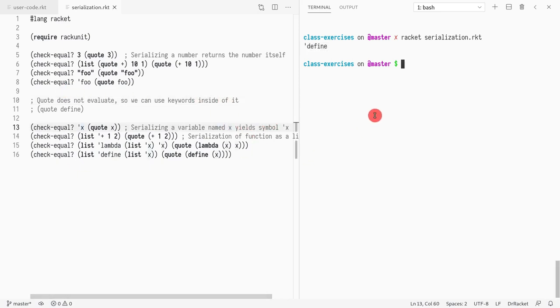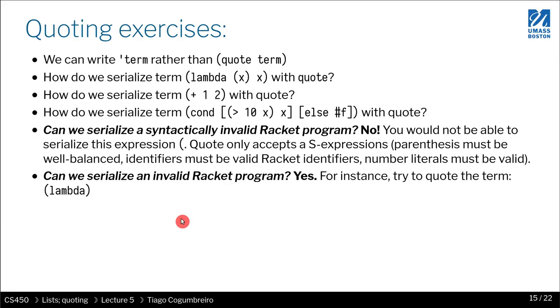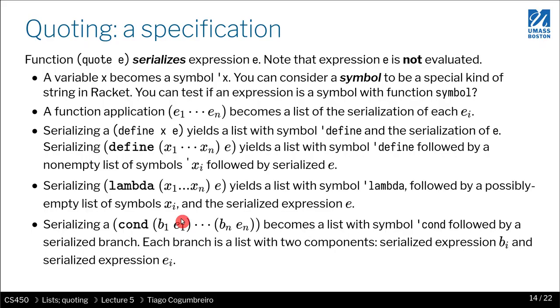Okay, so this is a bunch of examples. So now let's go back and go through what the slides are saying. What we're saying is that any variable or identifier becomes a symbol, and then a function application just becomes a list where every element is quoted recursively or serialized. And if we serialize a define, what we'll have is a list where the first element is a quote, quote define, and then quote of that x, and then quote of the result e.